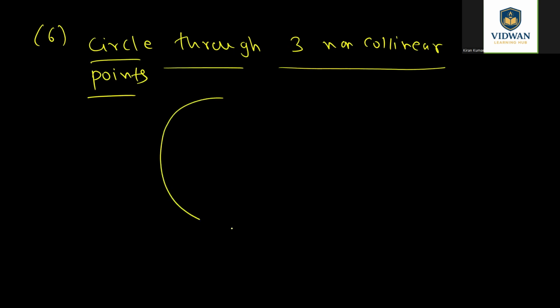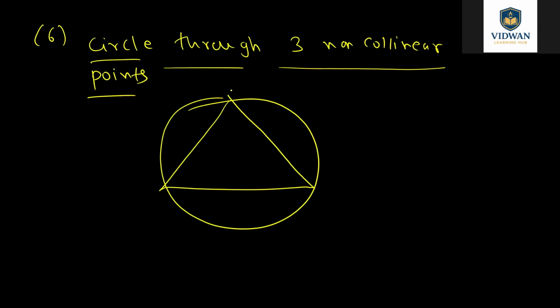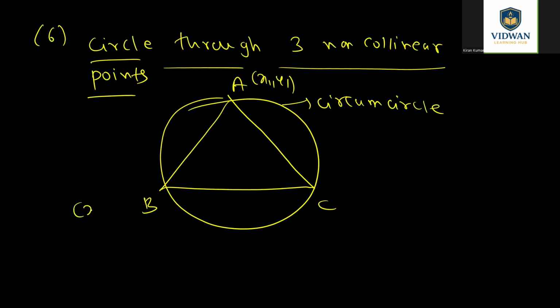So if I have a circle circumscribing a triangle, ABC is a triangle. This circle passes through all the three vertices, and these points are non-collinear. What is this circle called? Circumcircle. So we'll see how to find the equation of this circle when you are given the vertices A, B, C: (x1, y1), (x2, y2), (x3, y3). Some coordinates will be specified. How to find its equation? Can anyone tell me the method for this?